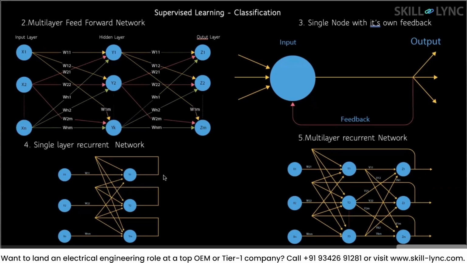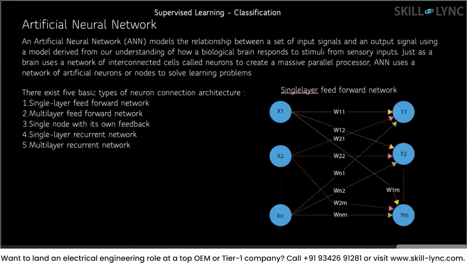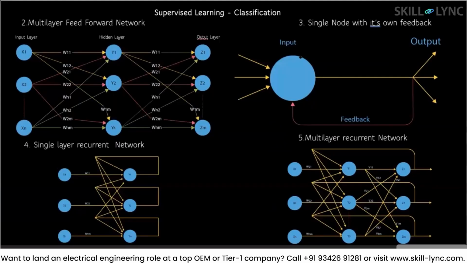The third one is a single node with its own feedback. So what happens is, you have some input and then you want to predict the output. Based on the output values, you will get the feedback on the input. We give that feedback to your input and then we try to correct the prediction, okay?